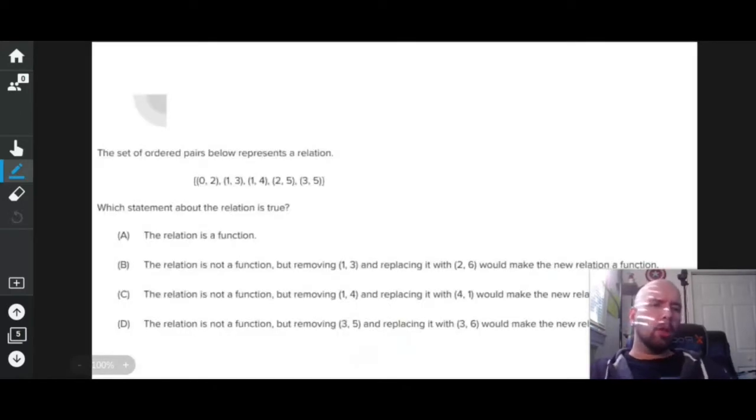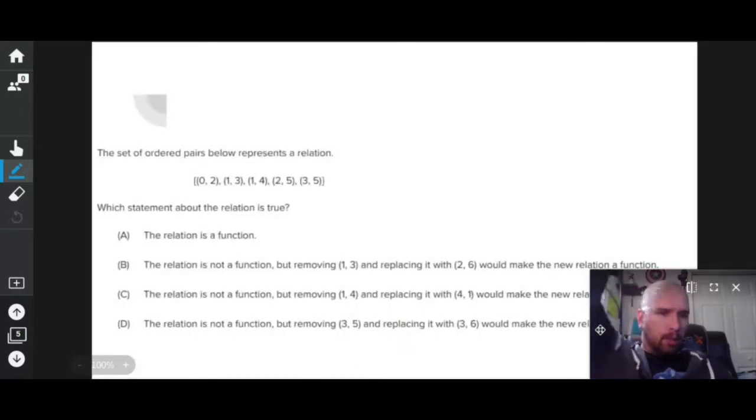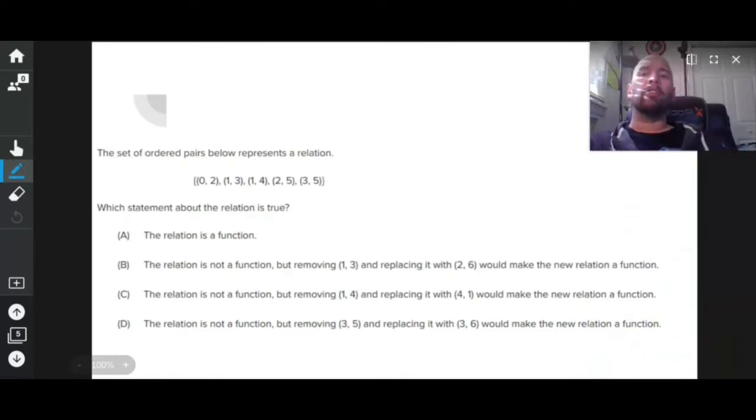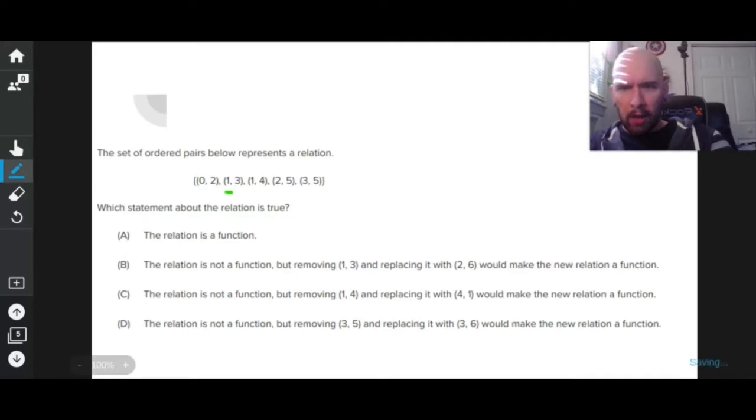Ooh, look at this Common Core problem. Hold on, let me grab this thing. Just pulled it up. You like that? The set of ordered pairs below represents a relation. So I have (0, 2), (1, 3), (1, 4), (2, 5), and (3, 5). Well, it's not a function because 1 is used twice here. So I don't have a function because that 1 right there and that 1 right there is used twice.